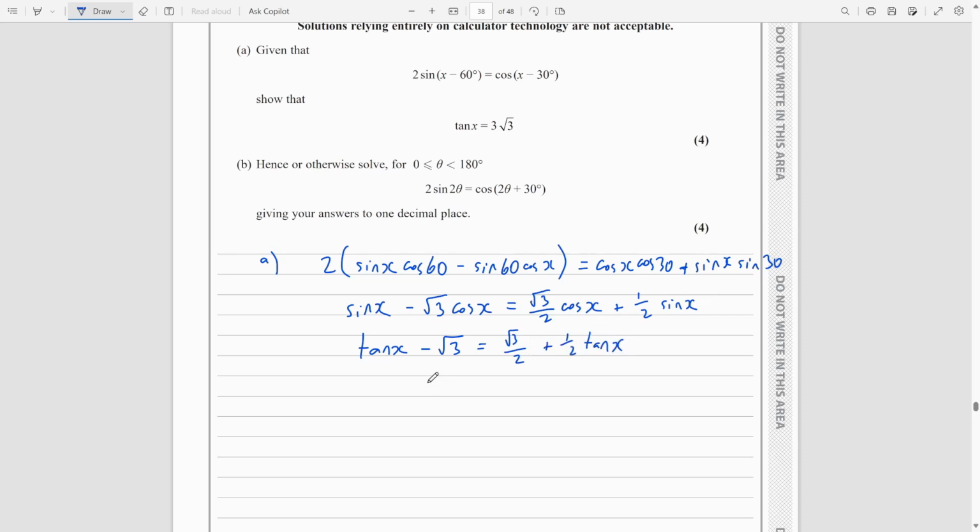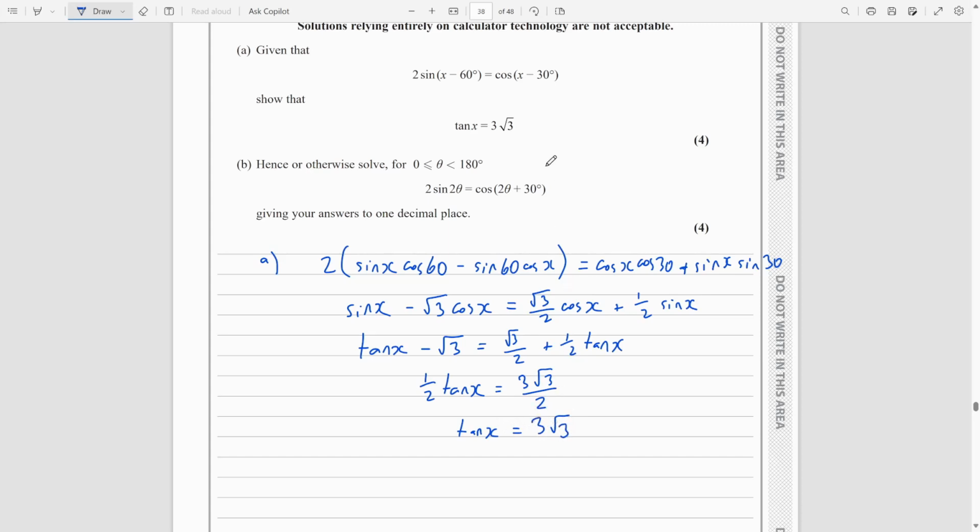Get all the tan x's on one side by subtracting half tan x. Get all of the root 3 over 2's, or all the numbers, on the other side: add root 3 to both sides, and you get 3 root 3 over 2. Multiply both sides by 2, and it's tan x equals 3 root 3, as required.